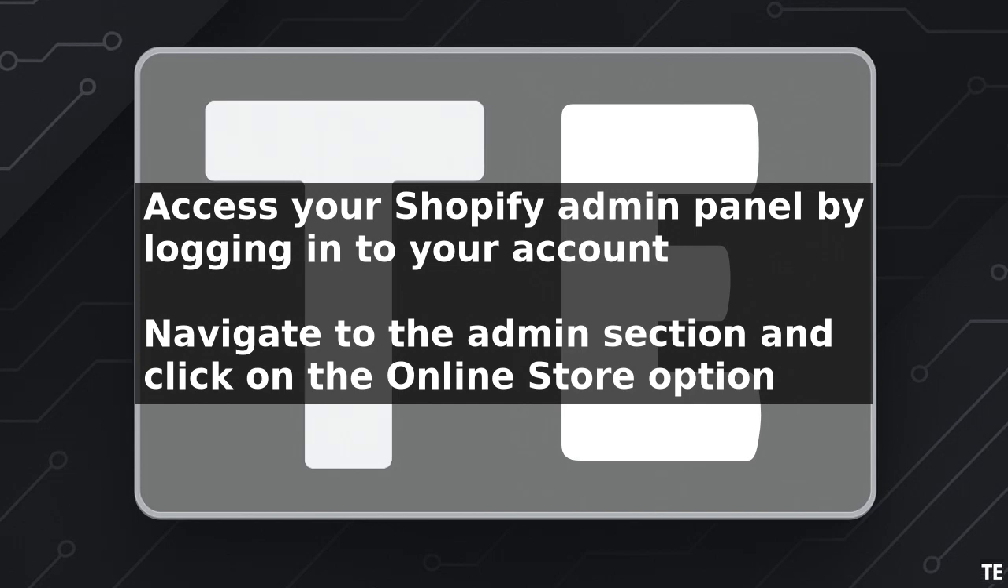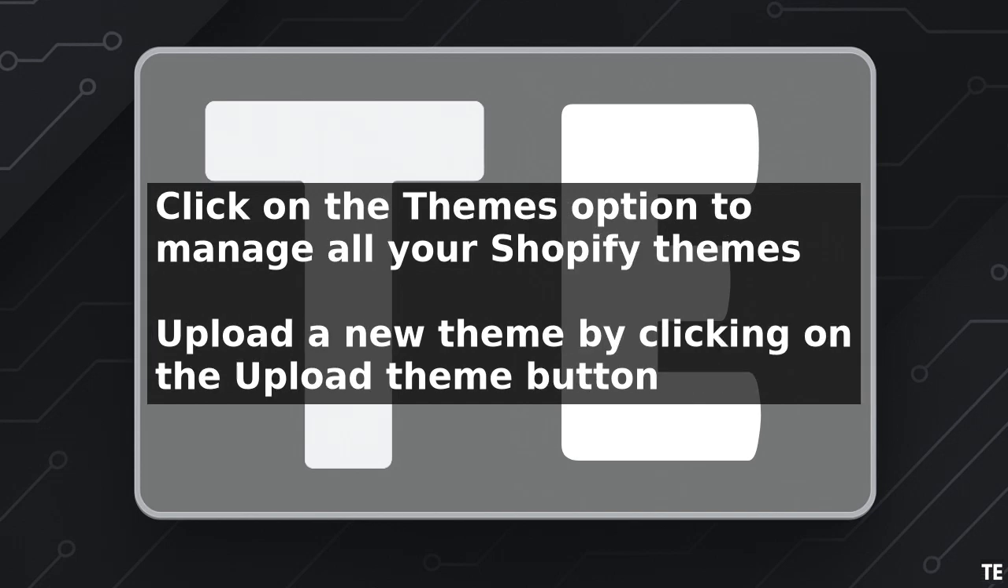To do this, log into your Shopify account and navigate to the admin section. Once you are in the admin panel, click on the online store option from the navigation menu. Next, click on the Themes option. This will take you to the Themes page where you can manage all your Shopify themes.